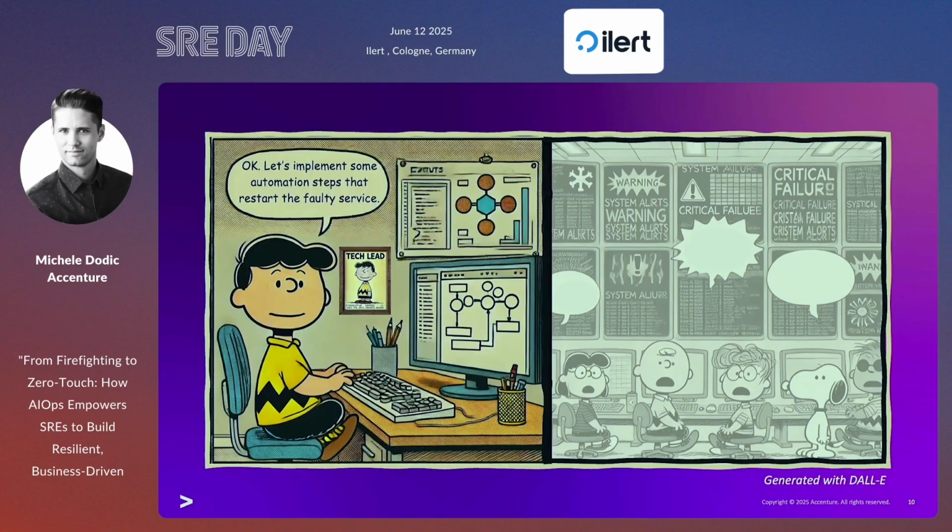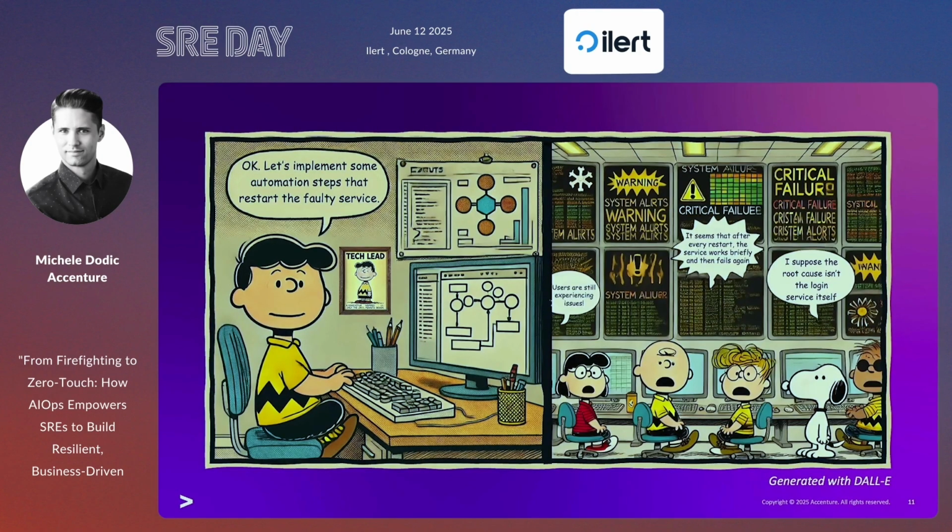So the operations teams implement the different automation steps to restore the faulty service. The tech lead implements all of that. However, it's still a problem. Even after every restart, the service works briefly and fails again, even after implementing automation. So before I proceed, what is your gut feeling, why didn't this work? Exactly. Just plugging in automation doesn't solve the issue. You need to find the root cause.